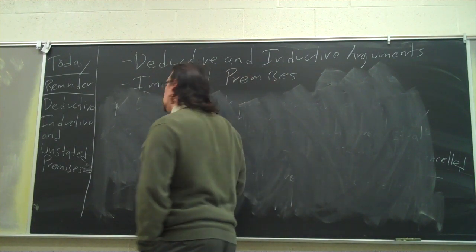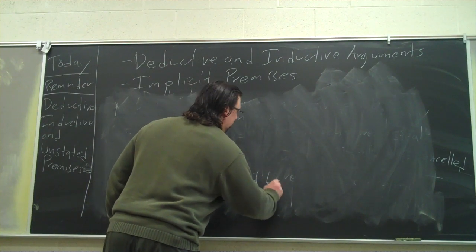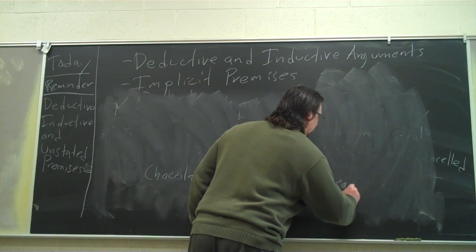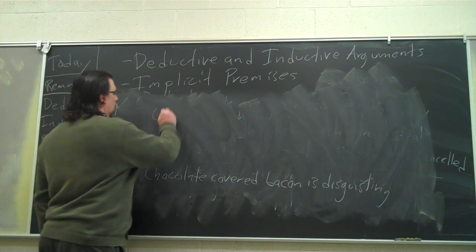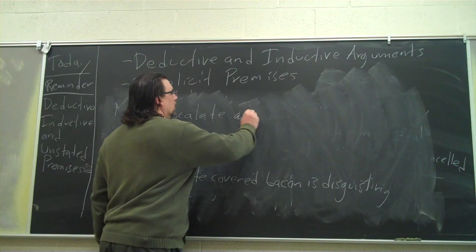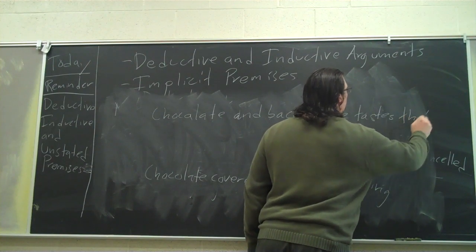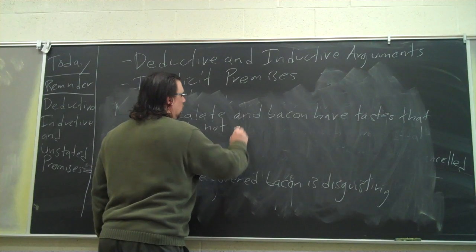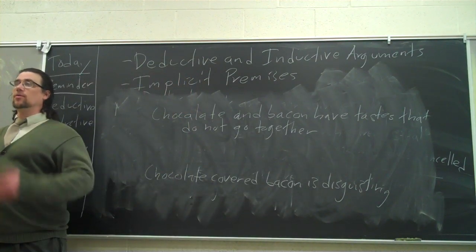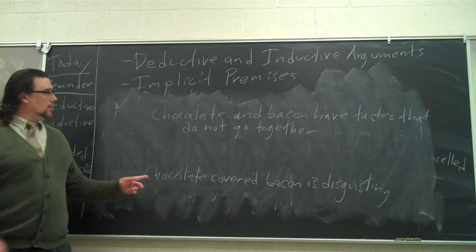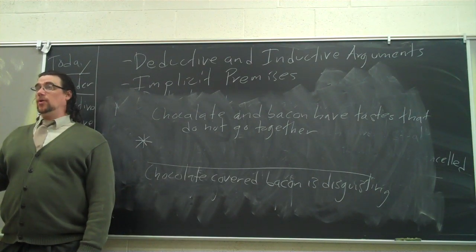We'll end up with the conclusion: chocolate-covered bacon is disgusting, and let's say we start out with a premise: chocolate and bacon have tastes that do not go together. Now, if I were to ask you, find a universal rule that makes this into a valid argument, I'm asking you to supply me another premise here that would make it into a good deductive argument.